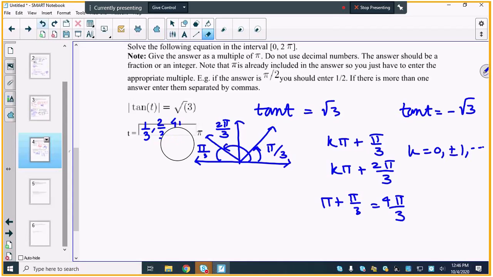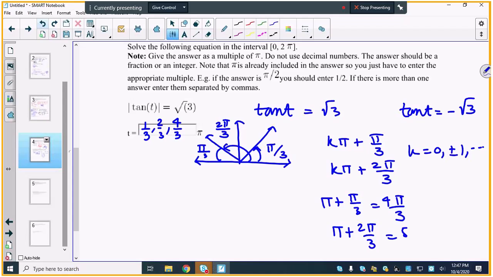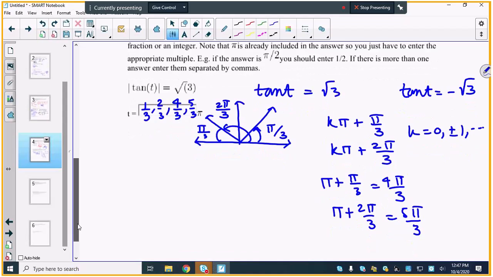And then finally we can go ahead and say that the final solution between 0 and 2 pi is going to be when k equal to 1, but I'm putting it in k pi plus 2 pi over 3. So pi plus 2 pi over 3. So when I add them, I get 5 pi over 3, and that's the last solution where tangent is in the fourth quadrant. So the answer will be 1/3, 2/3, 4/3, and 5/3. Alrighty.